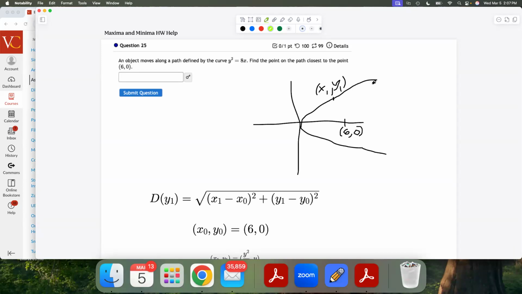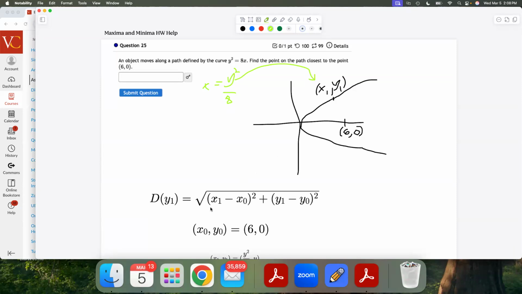Okay, so what we're going to do is we've got this curve here. I'm going to think of this as x equals y squared over 8. If you pick a certain y value, the x will be determined. So you pick a y value, and the x that goes with it will be that y squared over 8. Then we're just going to use the distance formula.